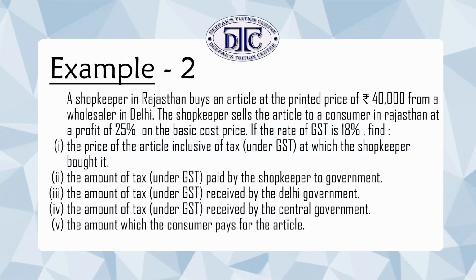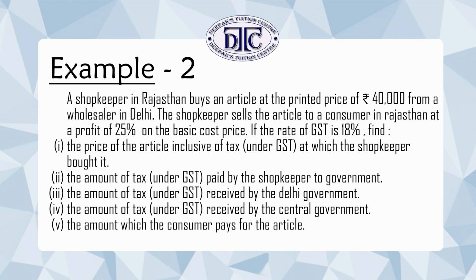A shopkeeper in Rajasthan buys an article at the printed price of rupees 40,000 from a wholesaler in Delhi. The shopkeeper sells the article to a consumer in Rajasthan at a profit of 25% on the basic cost price. If the rate of GST is 18%, find part 1, the price of the article inclusive of tax under GST at which the shopkeeper bought it.